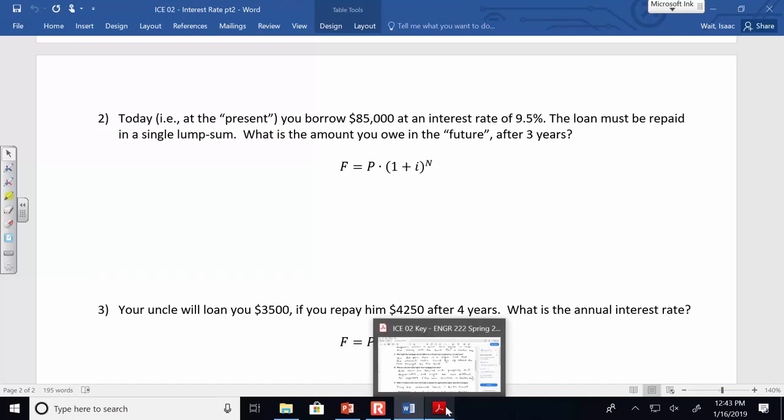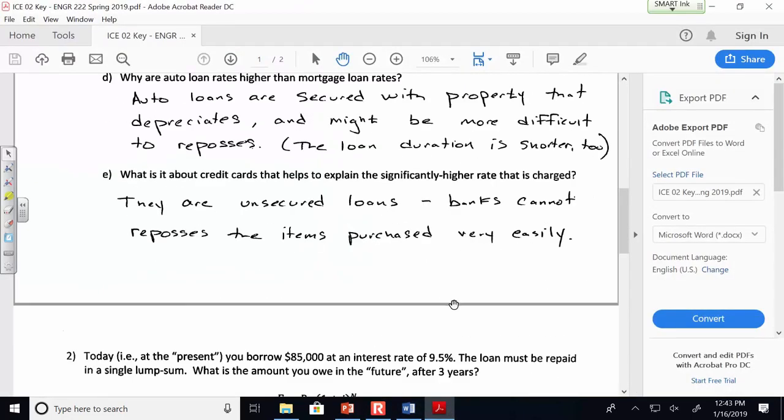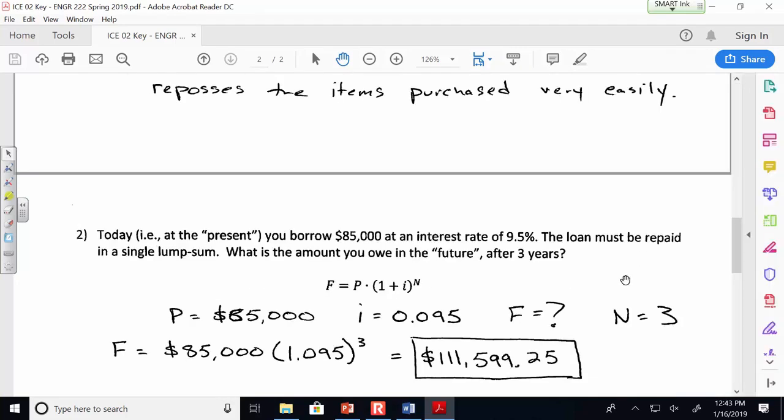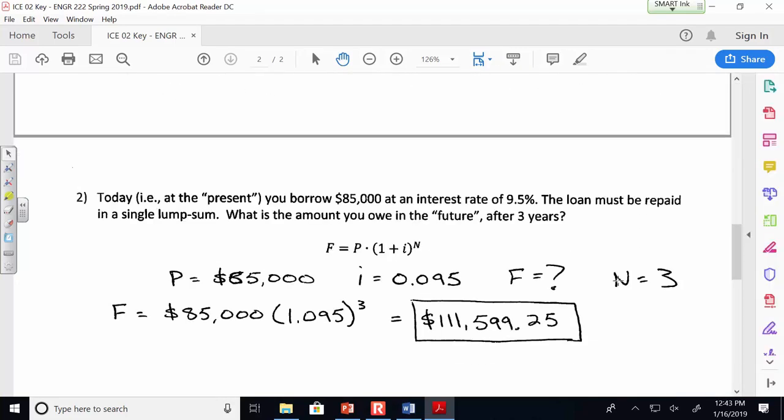All right, let's take a quick look at the solution, make sure we're all on the same page with problem 2. So I think as I was circulating around, it looked like most people correctly identified that P is 85,000. So P here meant present. F means future. Okay, so P is 85,000.